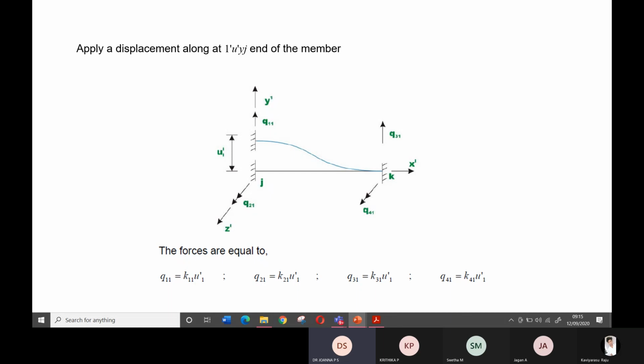Colors, can you tell me? U2 I have applied. That is the rotation. Unit rotation I applied. So can you tell me, what are the forces? How will you call it? Can you tell me? Colors, U2 I have applied.